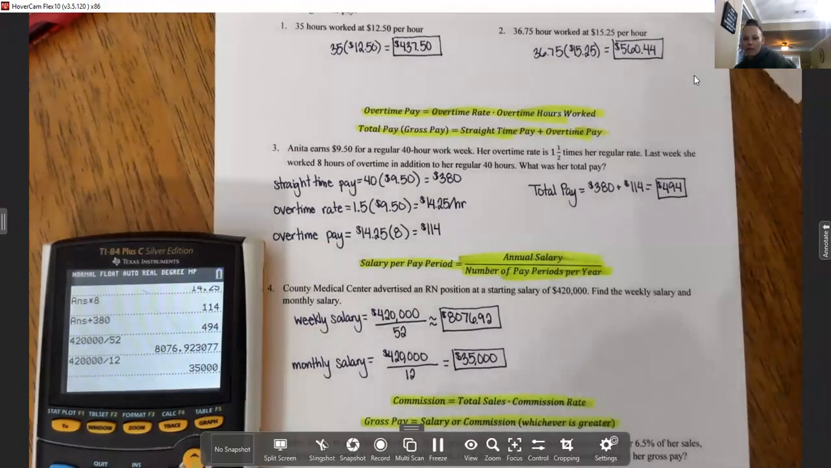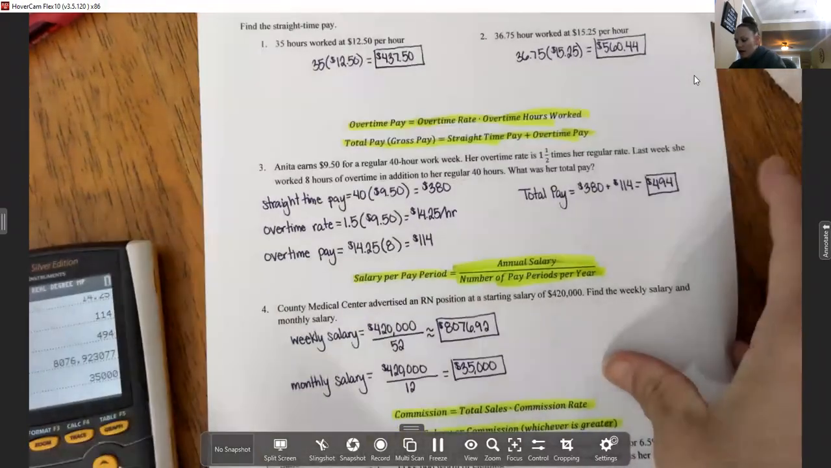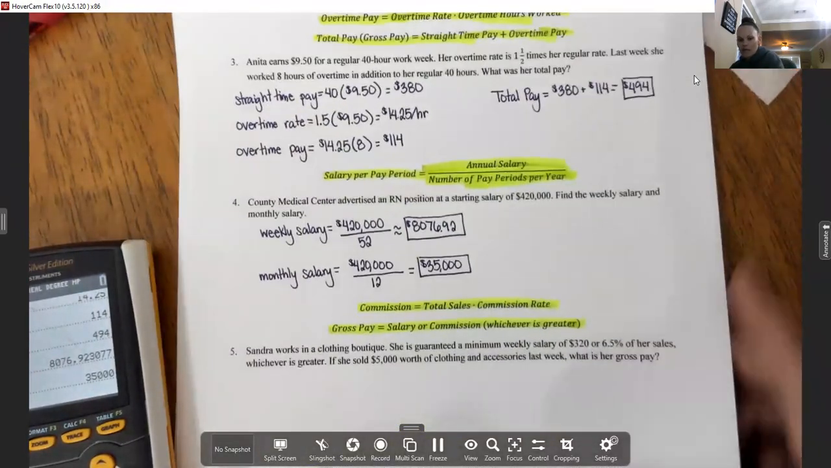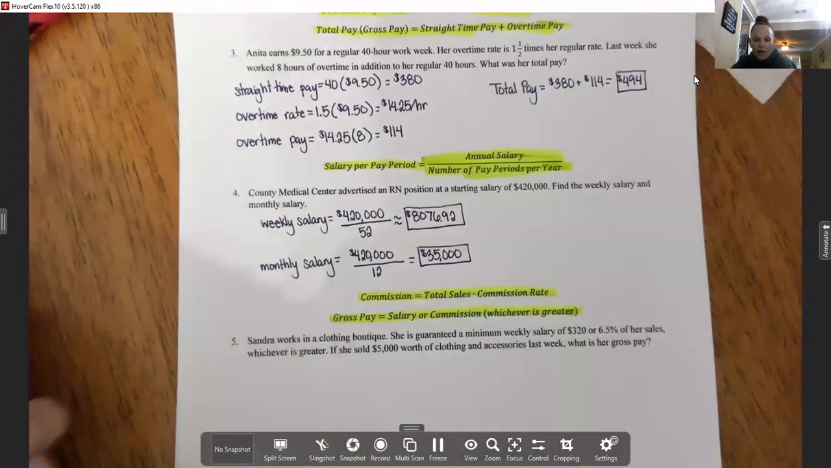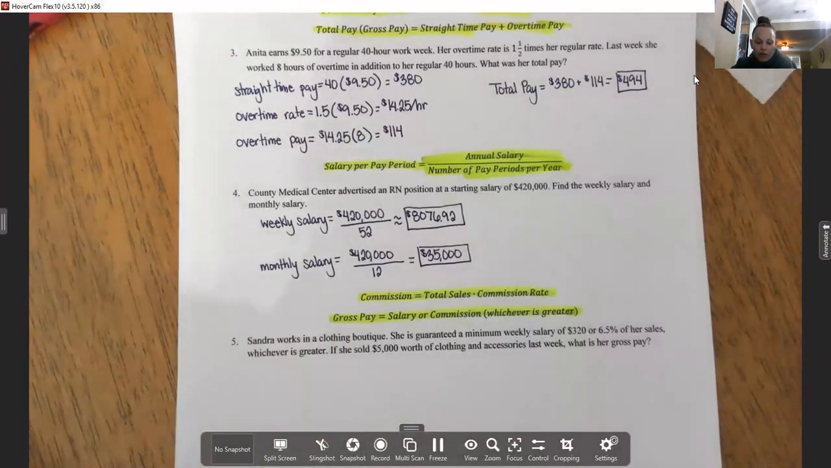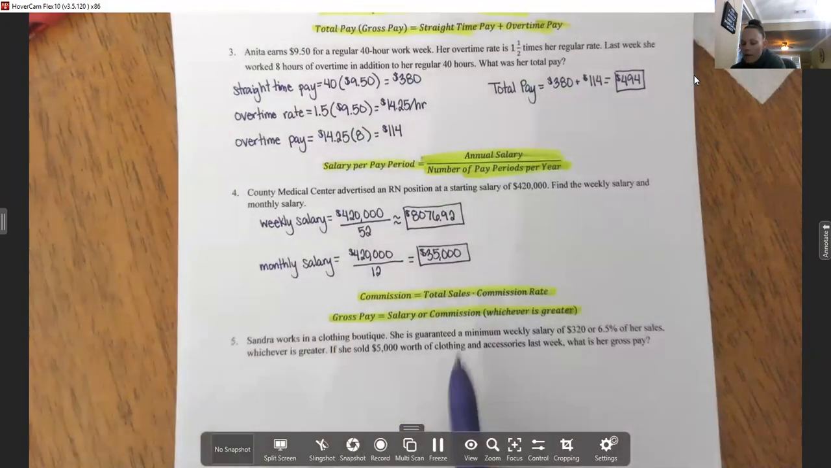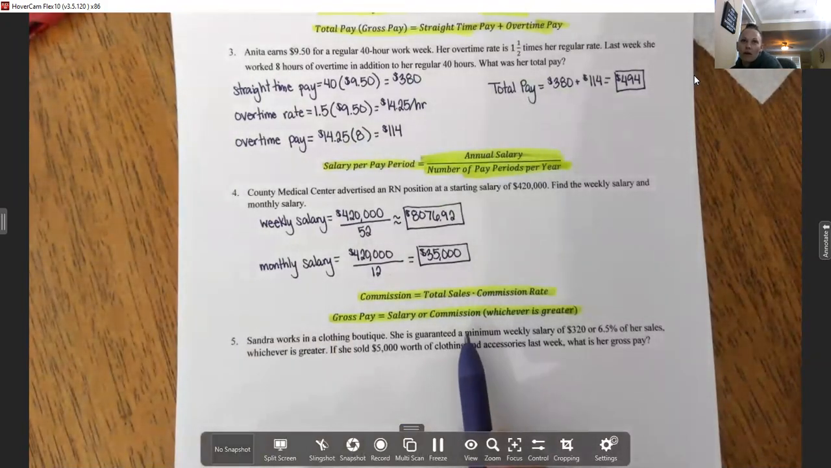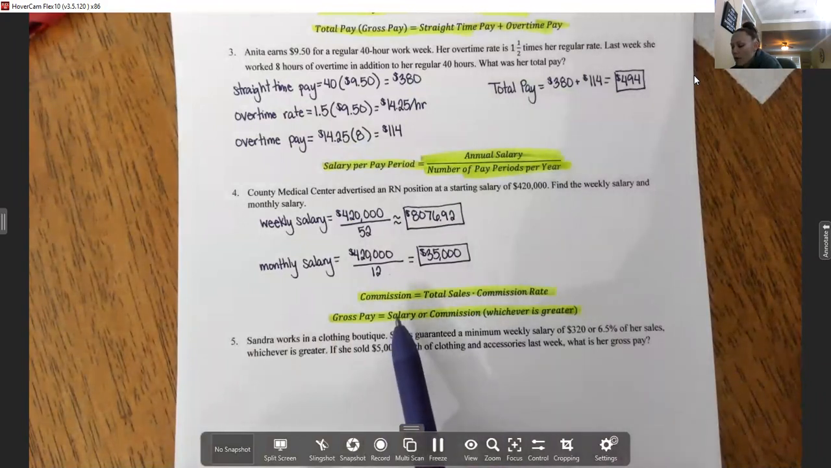And the last problem here, to get commission is going to be the total sales times the commission rate. And then the gross pay is the salary or commission, whichever is greater in this example. Remember, some problems are going to be straight salary or commission, and some will be commission on top of salary, some will be a choice.